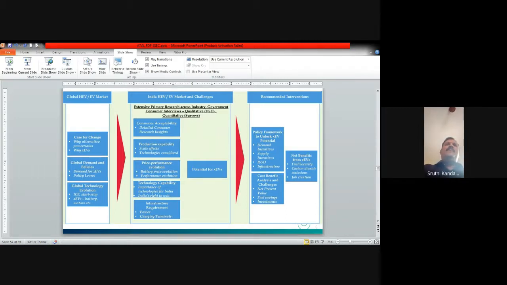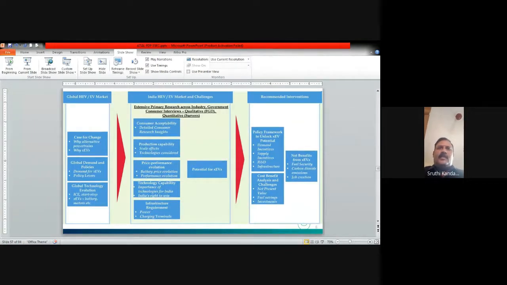But in India, there is extensive primary research across industry, government, and consumer interviews, qualitative feedback, and surveys that can be done with different kinds of consumers, groups of consumers, or individual consumers. We are going to get the feedback, the consumer acceptability, detailed consumer research insights, production capability, and price performance evolution in the Indian market. People are asking that price is the first priority, and the next one is performance. So there is no need to compromise performance with price.